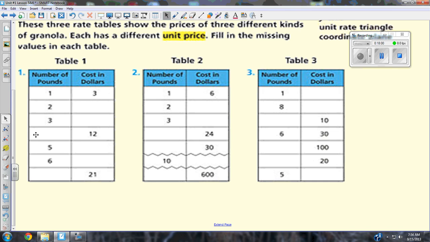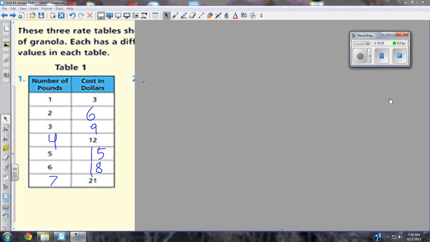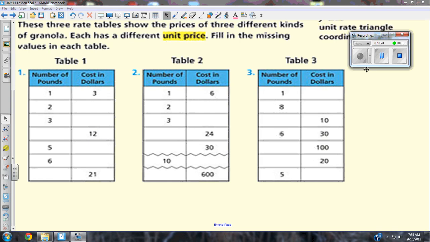And then let's take a closer look at number 1. All right, so 1 pound, $3, 2 pounds, $6, and so on. 4 pounds, 12, 5 pounds would be $15, 6 would be 18, and 7 would be 21. So you notice that it's increasing by 3 each time. Now look at table number 2. Here, and go ahead and draw the rate table. You have number of pounds, cost in dollars.